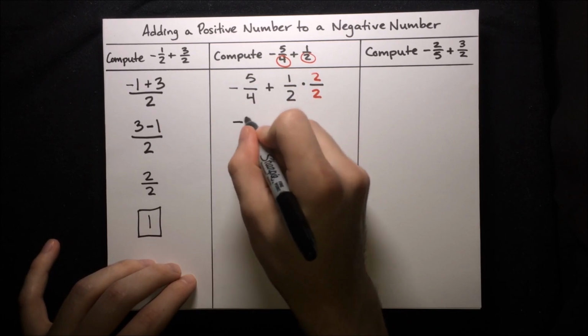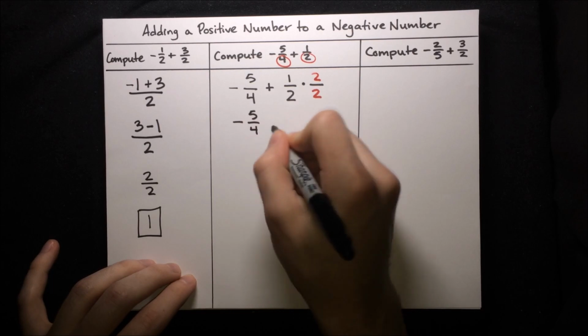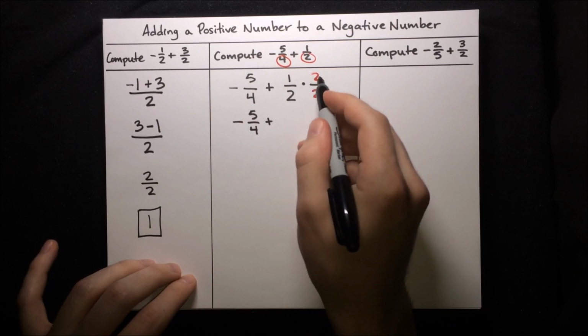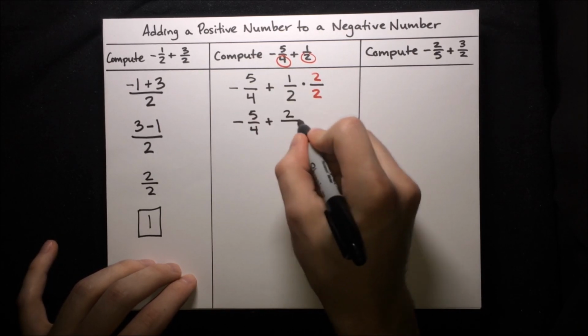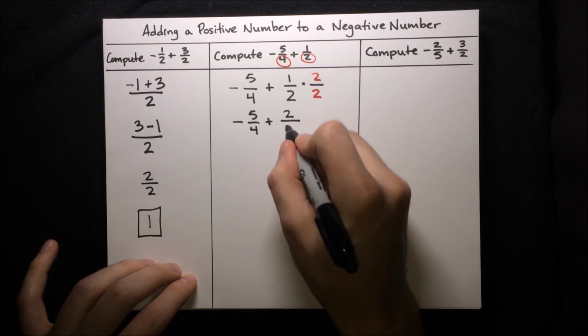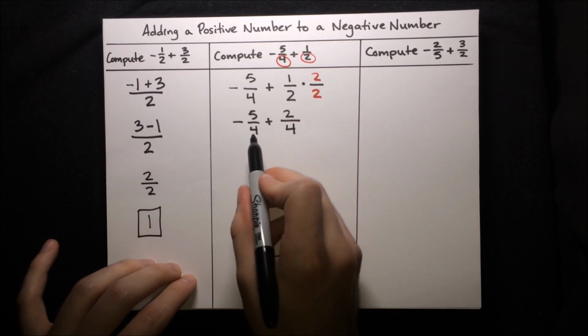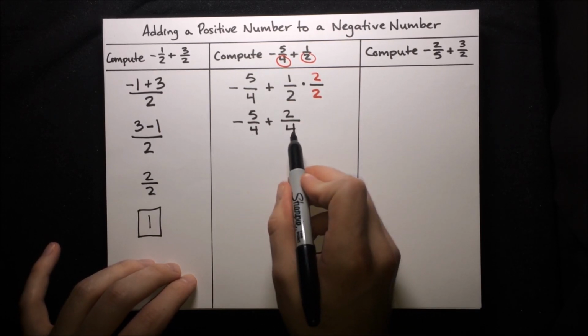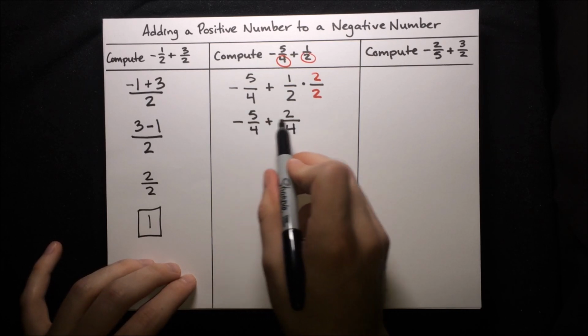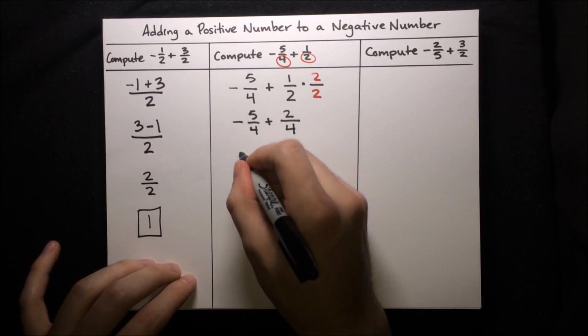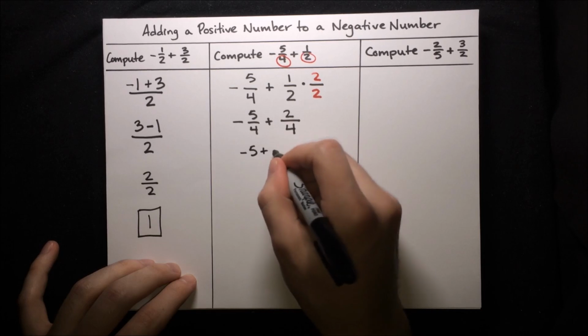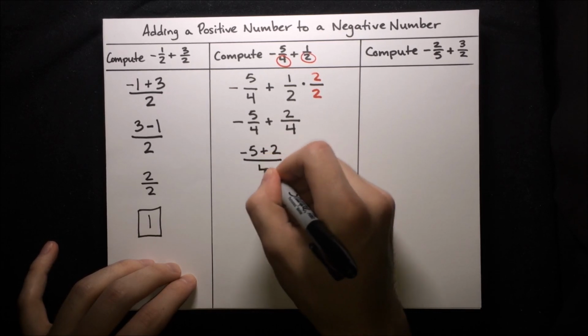So this goes to negative 5 over 4, then plus 1 times 2 is 2, over 2 times 2 is 4. Okay, great. So now the fractions have the same denominator, and we can go ahead and add straight across the numerator. So we're going to have negative 5 plus 2 all over 4.